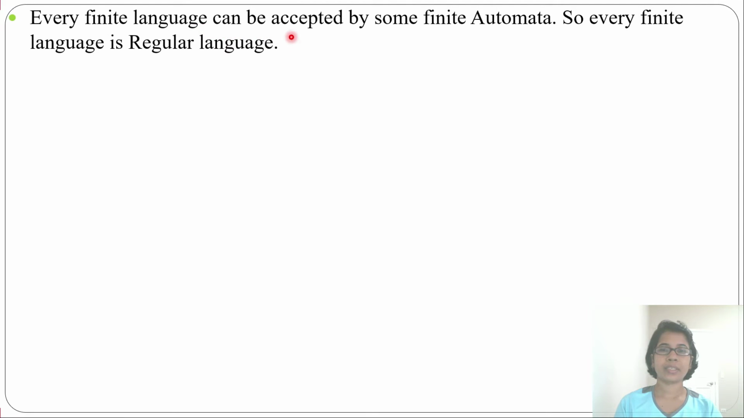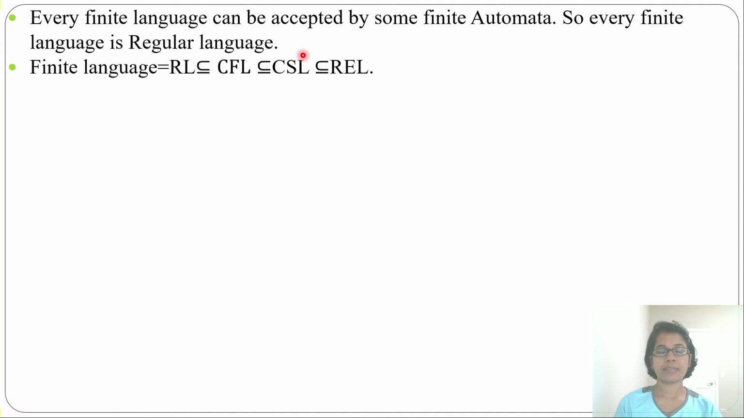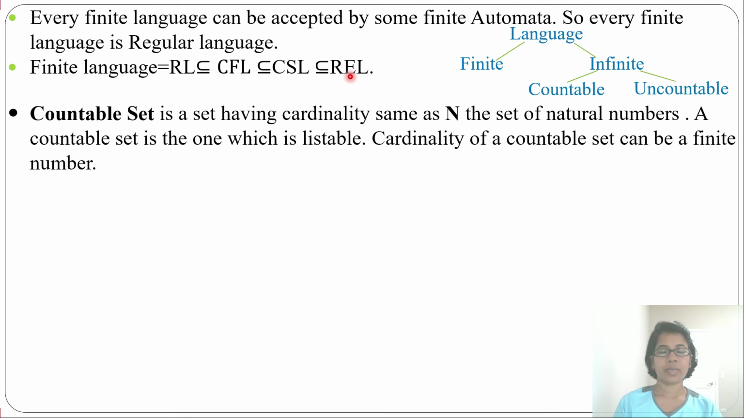Every finite language can be accepted by some finite automata, so every finite language is a regular language. If a language is finite, it can be accepted by a finite automaton. Regular language is a subset of context free language, then a subset of context sensitive language, then a subset of recursive enumerable language. Language is of two types, finite and infinite, and infinite is again of two types, countable and uncountable. So what is countable?